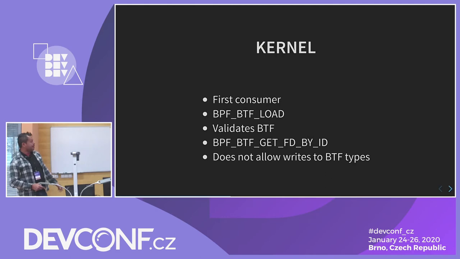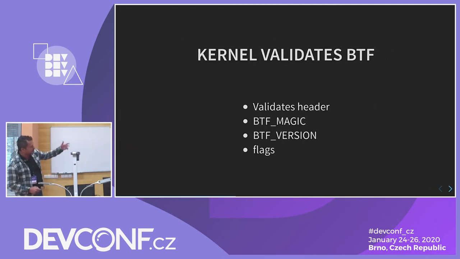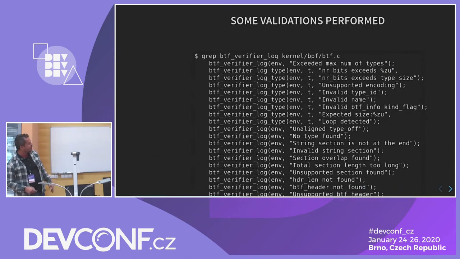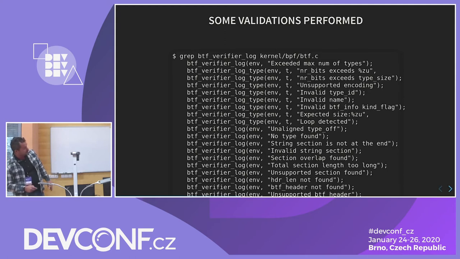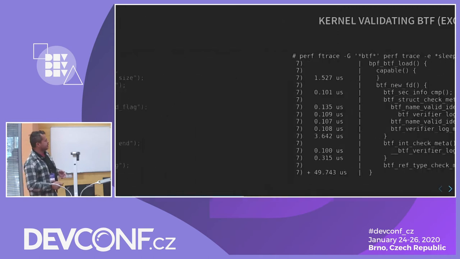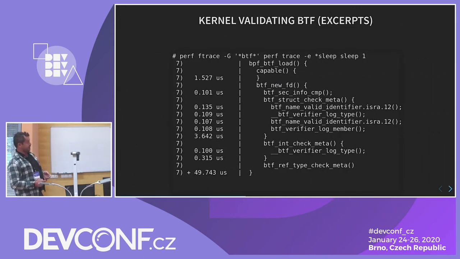It validates BTF, and it validates the header, if it's a BTF magic, BTF version, the flags. And if you look at the BTF verifier, there are lots of things that it tries to verify. Just like it verifies BPF programs, it verifies the type information associated with it. If you run perf trace, asking for the nanosleep syscall, perf trace is using a BPF program, and it's loading the BTF information associated with this program. So using perf trace on the functions in the kernel that have BTF in their name, we can see that it's getting to the BTF verifier, verifying log members, verifying several information.